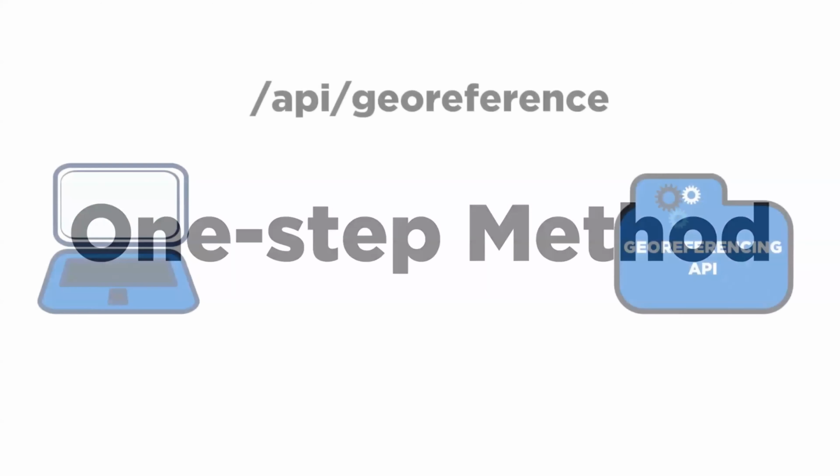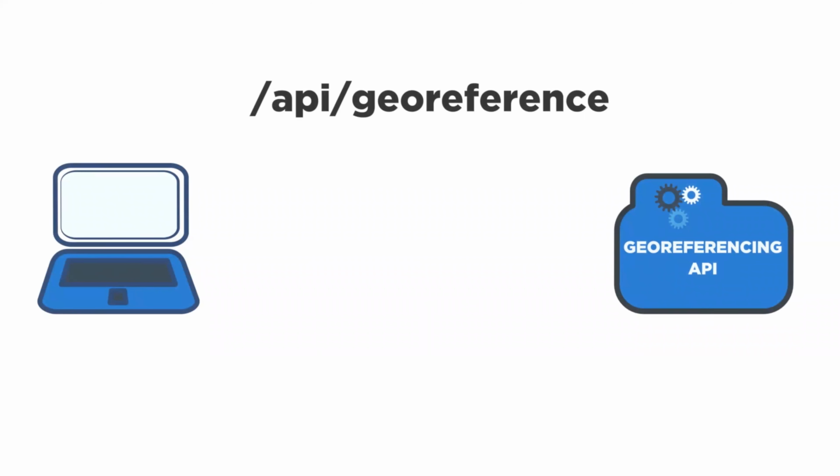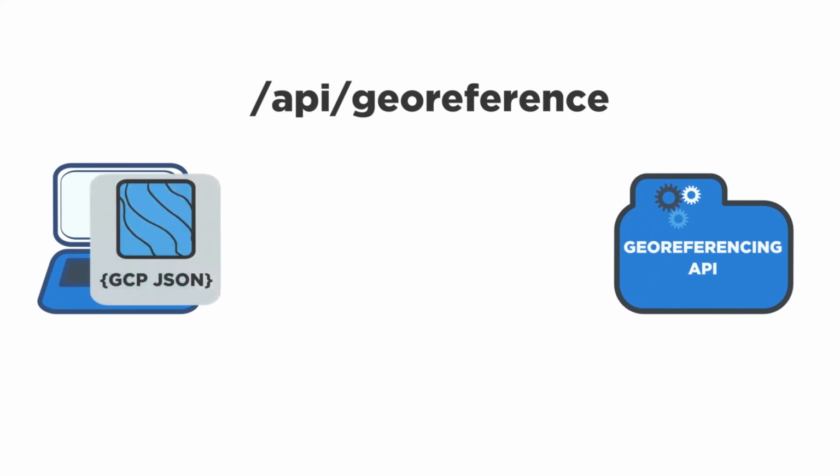So let's talk about the one-step method. The one-step method is extremely simple. Its use case is when the end user already has their desired ground control points and simply needs to georeference a raw image.